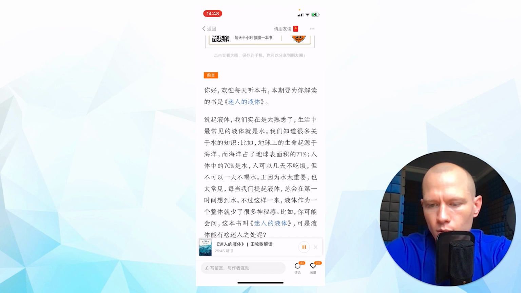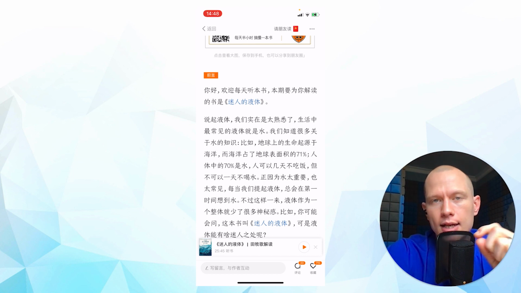说起液体，我们实在是太熟悉了。生活中最常见的液体就是水。我们知道很多关于水的知识，比如地球上的生命起源于海洋，而海洋占了地球表面的71%，人体中的70%是水。人可以几天不吃饭，但不可以一天不喝水。So again, you see there, I'm just imitating 一天不喝水.